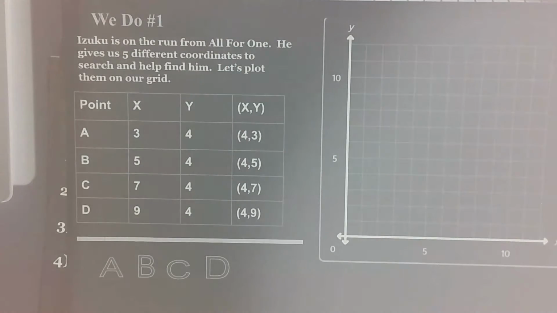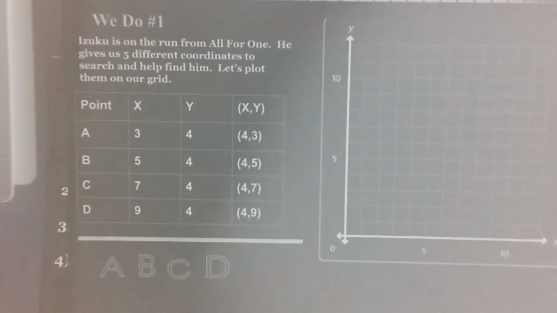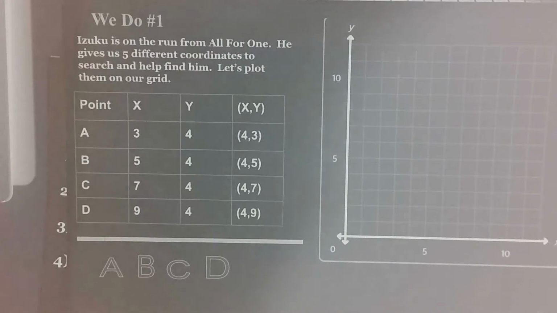All right, here we're going to plot some points. Similar to how we've been doing the past couple of weeks, but we're going to create some lines and we're going to see what the relationship of those lines are. Are they going to be parallel, intersecting, or perpendicular?